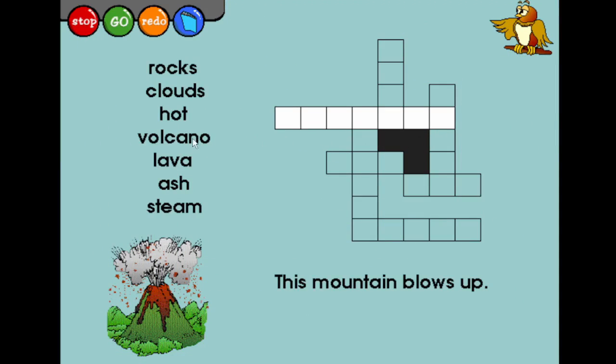Read this clue. Click on the book so I can read it too. This mountain blows. From the word bank, type the word.